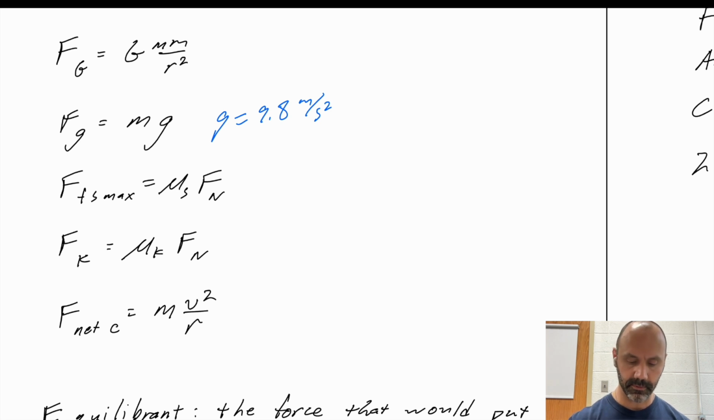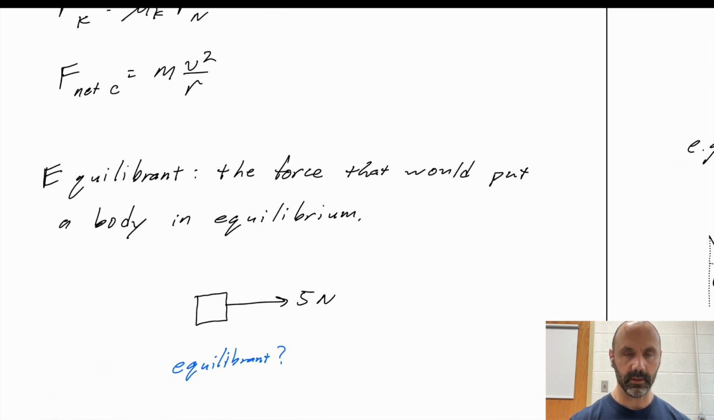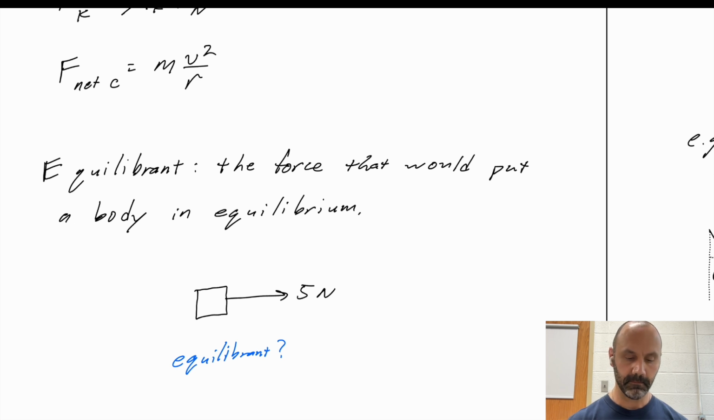But for now, in Unit 2, one term that it's important to know is the equilibrant. The equilibrant is the thing that puts a body into equilibrium. So, for example, if there's a random object that has a 5 Newton force on it, the equilibrant would be 5 Newtons in the opposite direction. In other words, it's the force that would make that thing in equilibrium, that would make the net force zero.